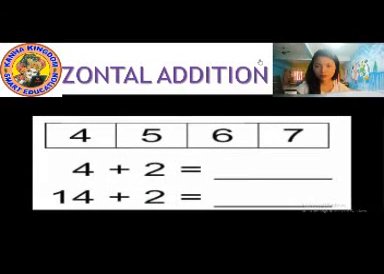Let's practice this one more time. Here we have 4 plus 2. 4 plus 2 is 6. So then, we have 14 plus 2. 14 is 10 more than 4, meaning the answer of 14 plus 2 is going to be 10 more than 4 plus 2. So, 14 plus 2 is 16, 10 more than 6.